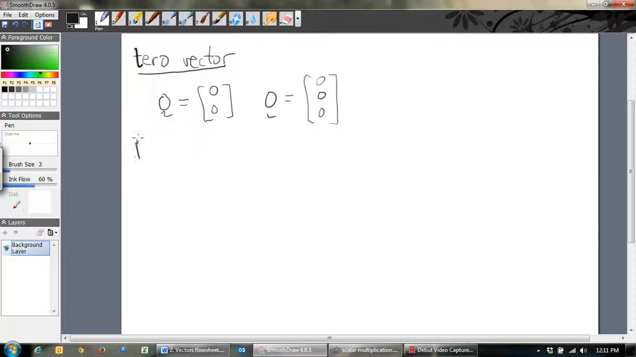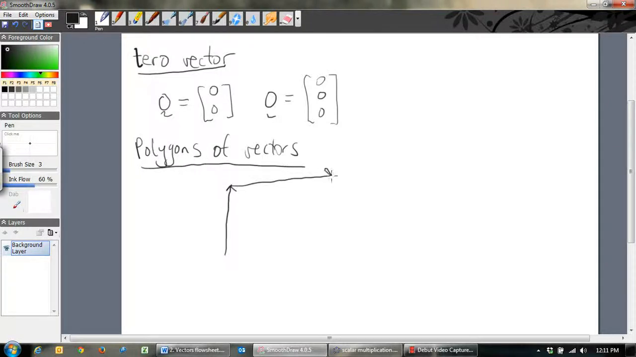We get what we call polygons of vectors. Polygons are just straight-sided shapes. So if you get a polygon of vectors where you've got a vector like that, and a vector like that, and a vector like that, we'll call these vector A, vector B, and vector C. What happens when you add up all these vectors? So we add this vector plus this vector plus this vector.